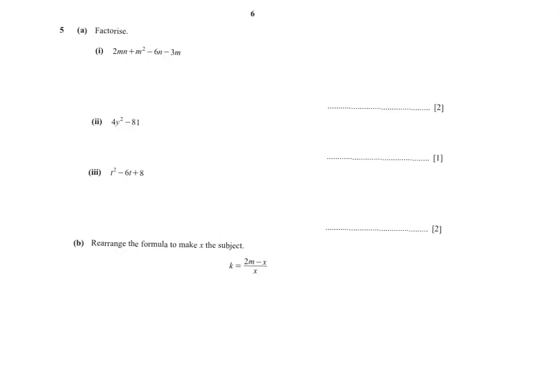Number 5, factorize 2mn plus m squared minus 6n minus 3m. If you have 4 terms, take 2 by 2. Firstly, take the first and the second, then the third and the fourth, and try to find a common factor between the first and second, and the third and fourth. If you have a common factor, you can factorize. If not, take the first and the third, second and fourth. Let's start. Take the first two.